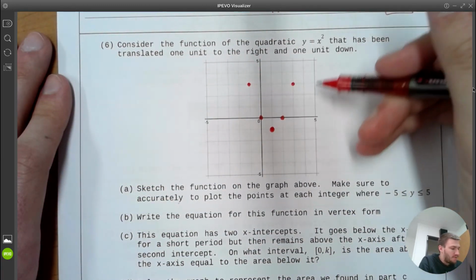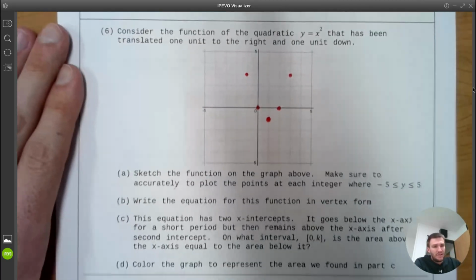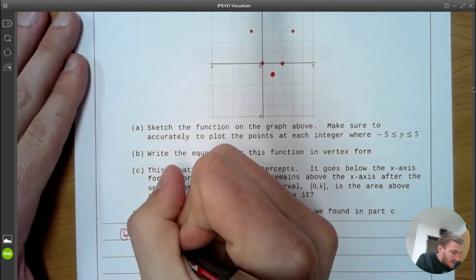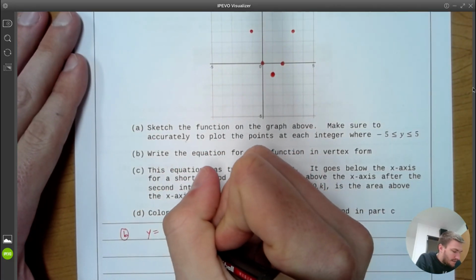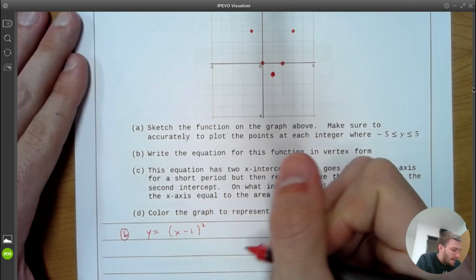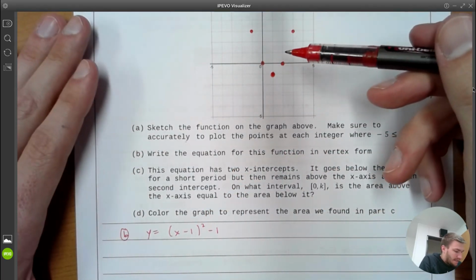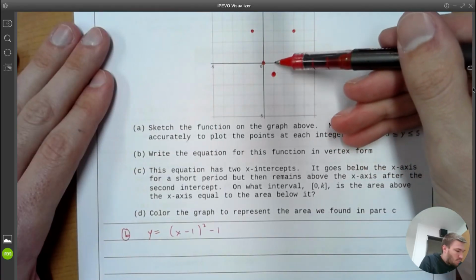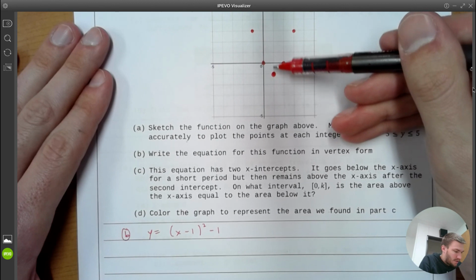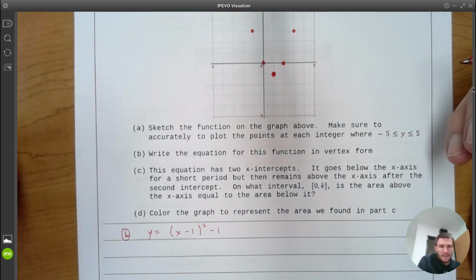If you're not sure where those numbers are coming from, maybe we look at b first. It says write the equation for this function in vertex form. So b, y equals x squared, but we need to be shifted to the right one, -1, and down 1, -1 again. So you could just plug in these points. 1 is 1 minus 1, which makes 0 squared is 0, minus 1 is -1. 2 minus 1 is 1, squared is 1, minus 1 is 0.